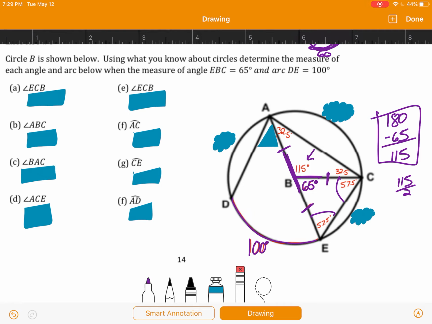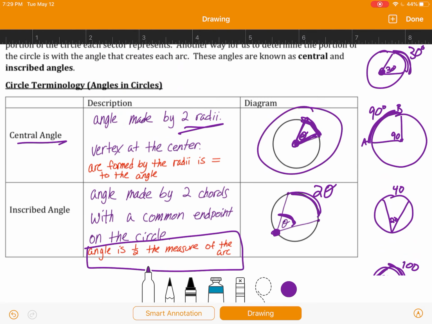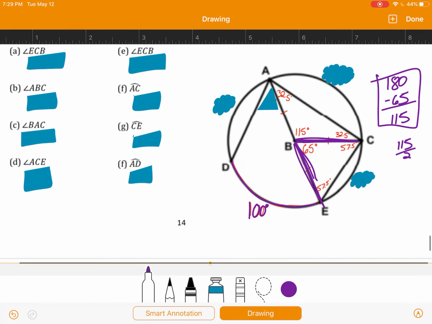And there's more that you can do with this. Now we're going to try and look at the arcs. So if we were looking at just this 65 for a minute, the 65 is in the angle that comes from, here, let's get rid of some of this stuff. It comes from this angle right here, which is made by 2 radii. So if it's made by 2 radii, that means it is a central angle. It looks like this picture here. So that means that the arc is going to be equal to the angle at the center. So this is the angle at the center, 65. So the arc, CE, is going to be equal to 65.